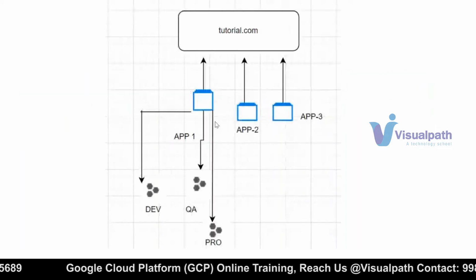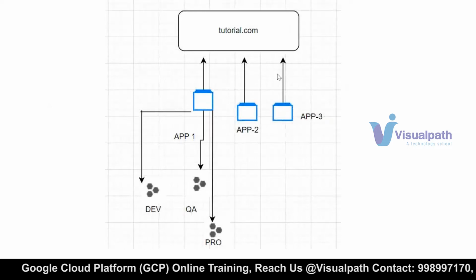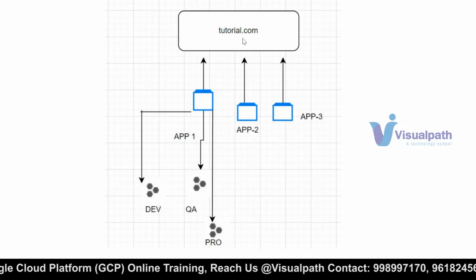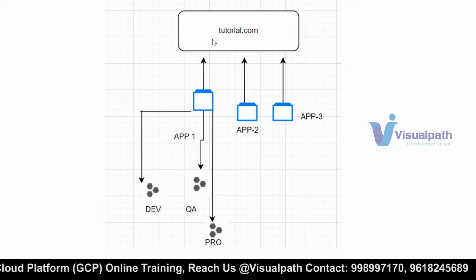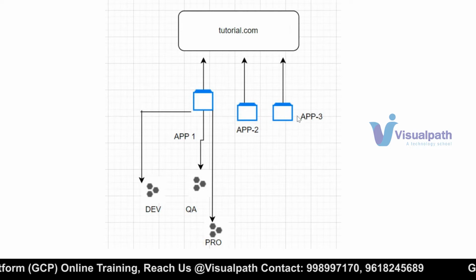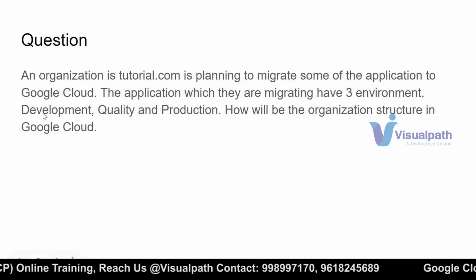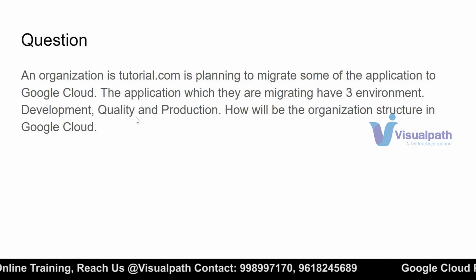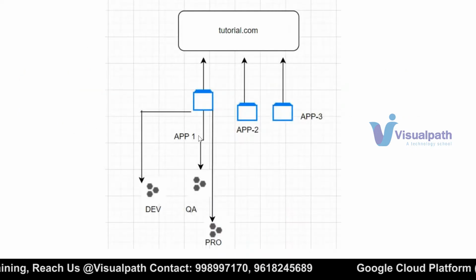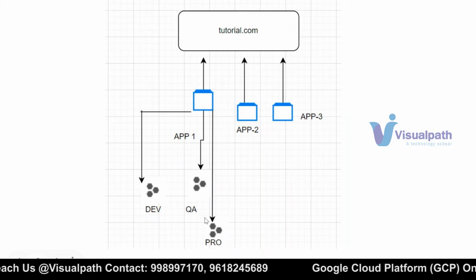So let's assume they have three applications. As I said, the folders are optional, but it's always best practice to create folders. Under tutorial.com, let's imagine they have three applications: application one, application two, and application three. Inside each application, they have three environments: development, quality, and production. So as you can see, inside each application, we have projects for development, quality, and production.